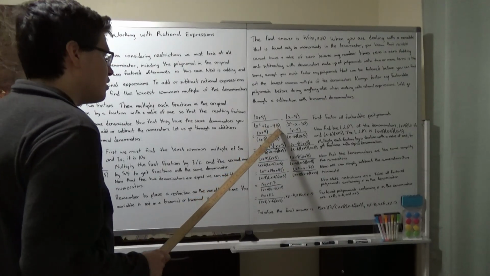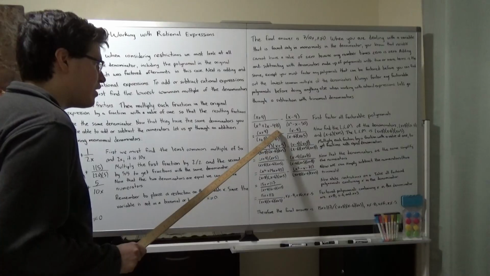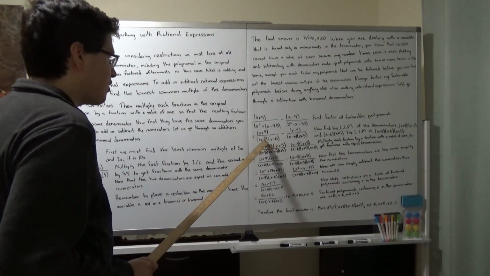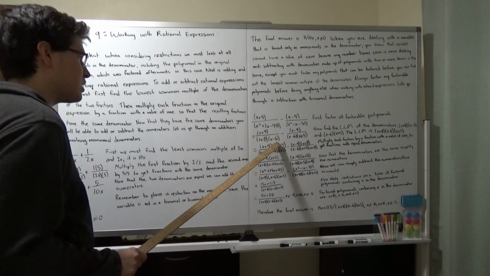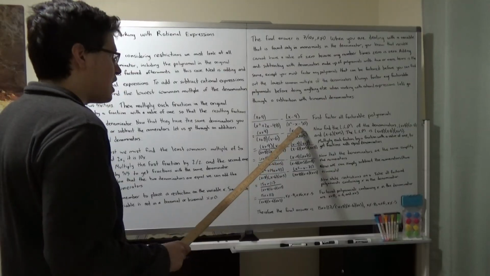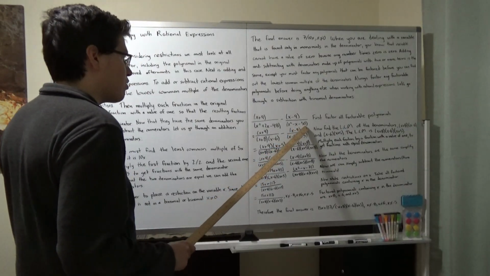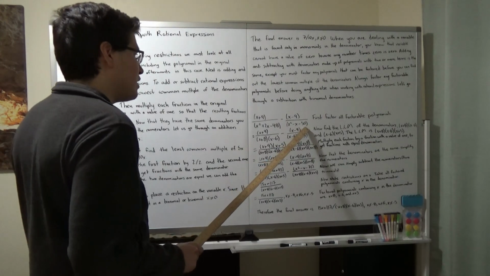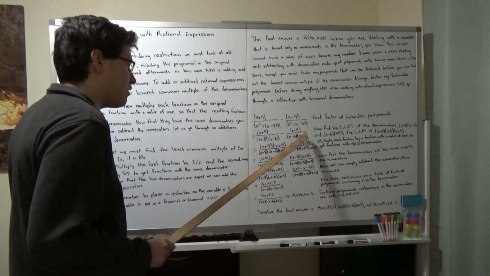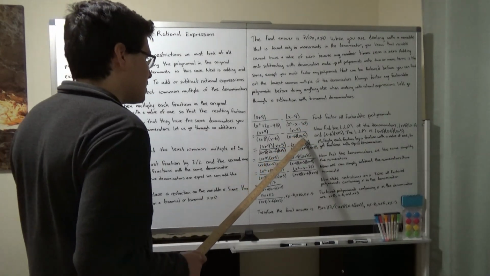We have positive 8 and negative 6. So we have x plus 8, x minus 6. What two numbers add up to negative 1 and multiply to negative 30? We have negative 6 and positive 5. So we have x minus 6 and x plus 5.